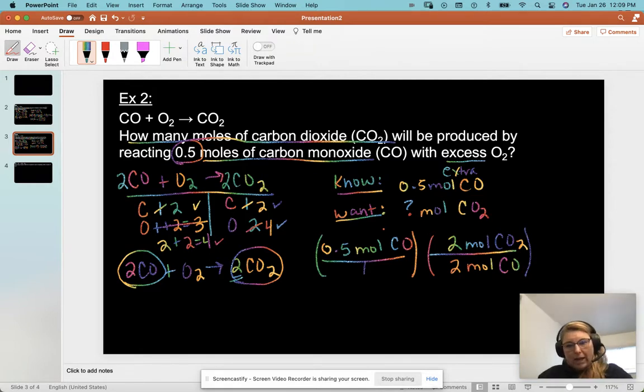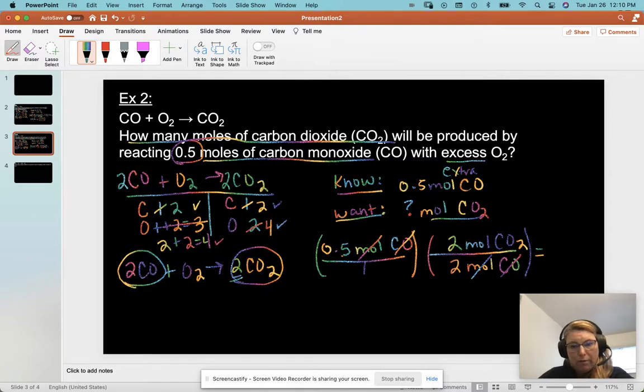So now I can go ahead and cancel out my moles of carbon monoxide because we have the same thing on the top and the bottom. We have the unit we are looking for over here. So moles of CO2 matches what I have on the top here. This means that I'm ready to do my calculation.